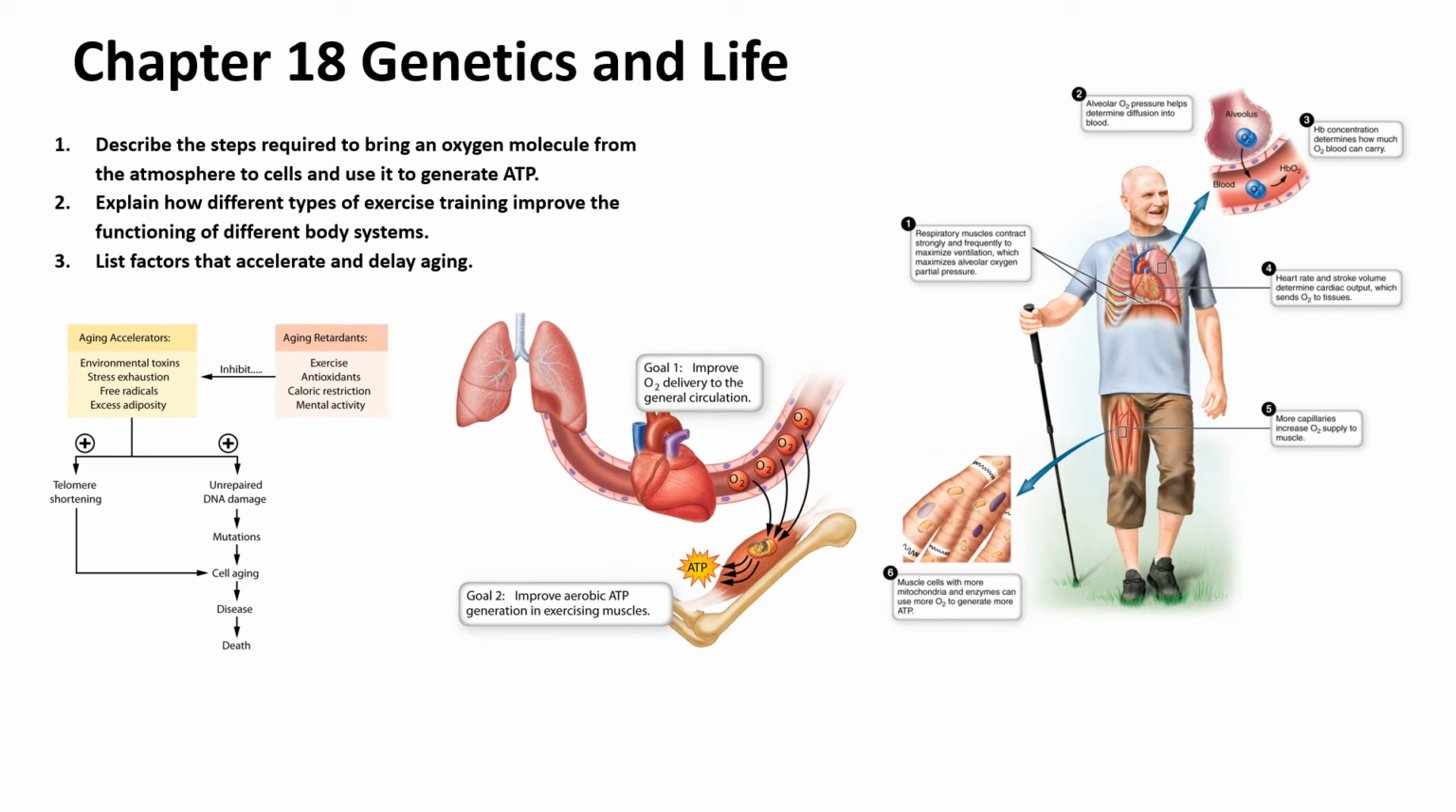And then required to bring an oxygen molecule from the atmosphere to cells and use it to generate ATP. I didn't do that one because I think you guys at this point should understand that we breathe in oxygen, it transfers from our lungs into our bloodstream, our red blood cells carry it to the level of the cells, then the cells absorb the oxygen, and the oxygen is used in the mitochondria as a final stepping stone in ATP production. So you probably should have that all firm in your mind, the different types of exercise and those types of things and what can accelerate and delay aging.